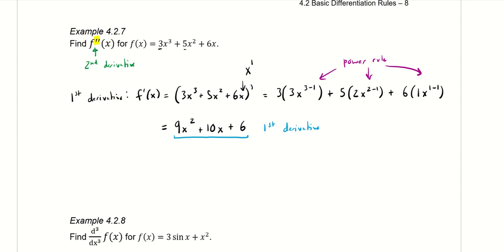Now, if I want the second derivative, I differentiate the first derivative. Or in other words, f prime prime of x is going to be the derivative of that first derivative, 9x squared plus 10x plus 6.